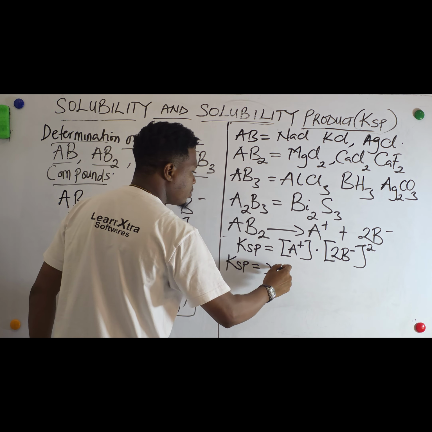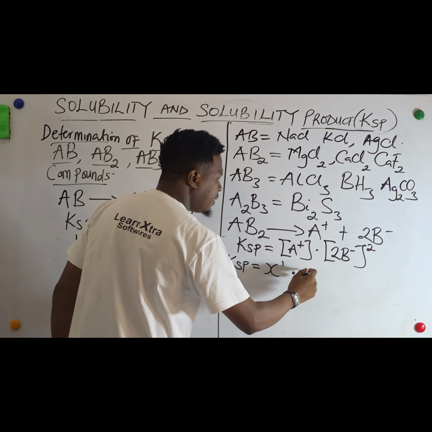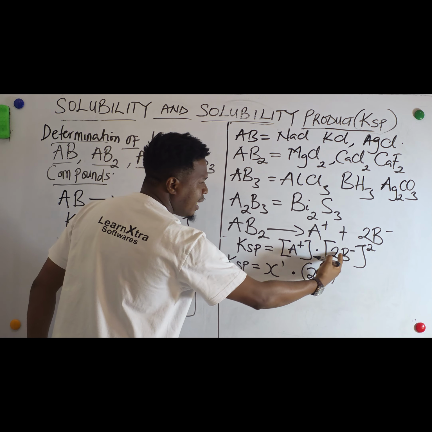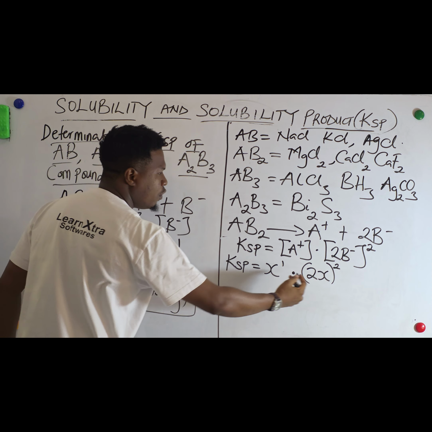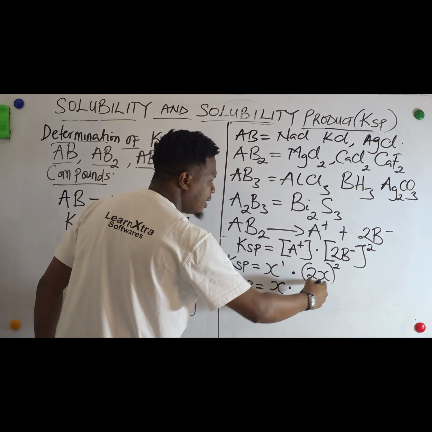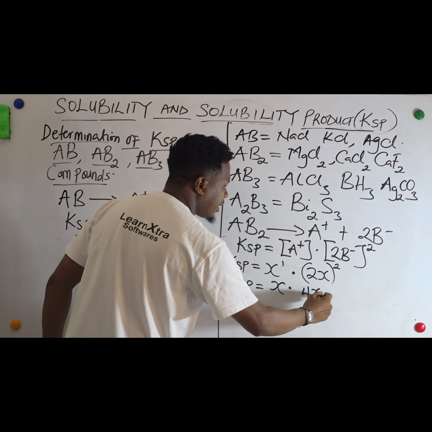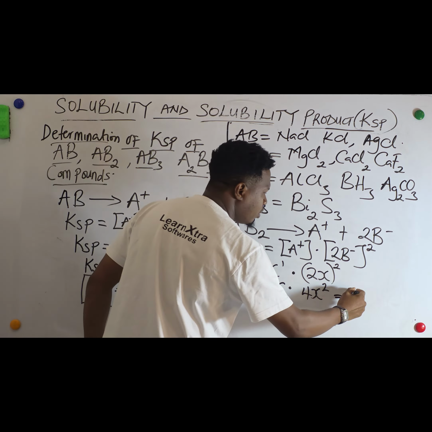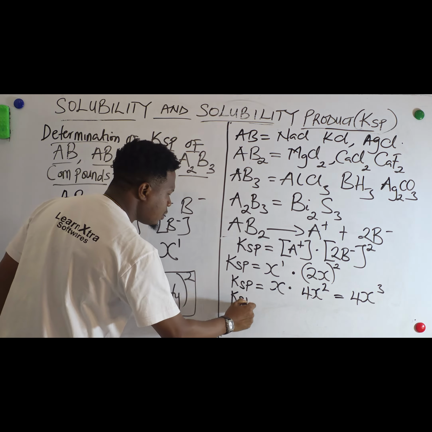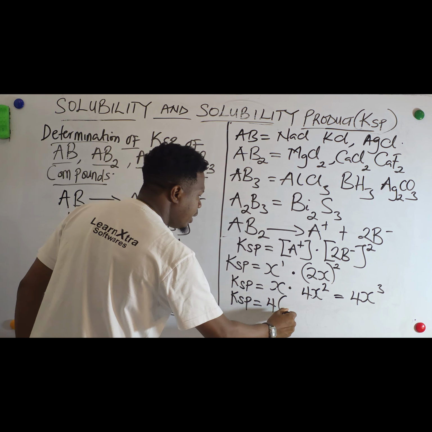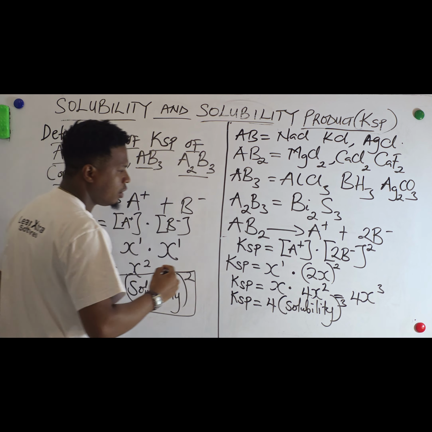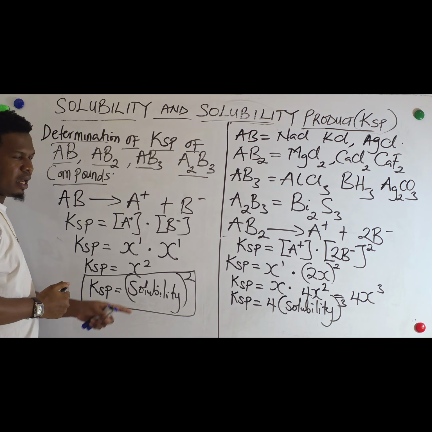So KSP will be equal to X to the power of 1, multiplied by 2X to the power of 2. Take the B as X, and this 2 as 2, so 2 times X. If you open this, we have KSP is equal to X multiplied by 4X squared, which ends up as 4X cubed, where X is solubility. So KSP is equal to 4 into solubility all to the power of 3. You can use this expression to evaluate anything you are looking for.